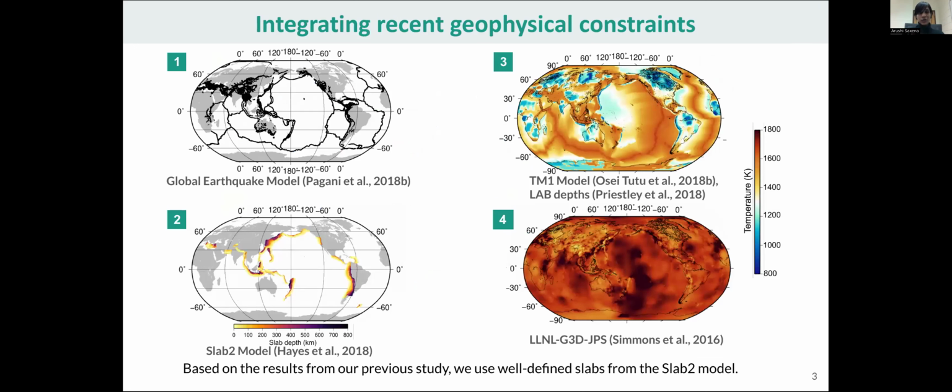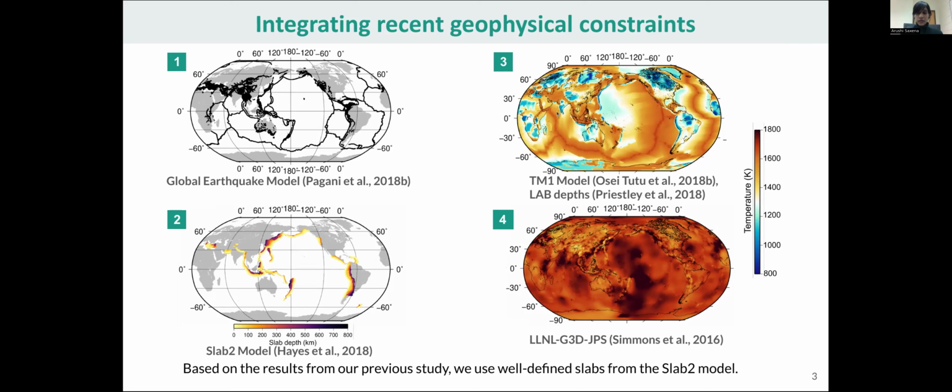And as I said, we want to integrate most of the recent available constraints. Specifically for the plate boundary geometry, we use a global earthquake model. This is a model that is based off seismicity, but it has discrete weak zones in the oceanic regions. So all the regions that are in oceanic regions are very discrete. And if we look at the continents, it is forming more of a crustal depth shear zone. So it's a more diffuse deformation zone in the continental regions.